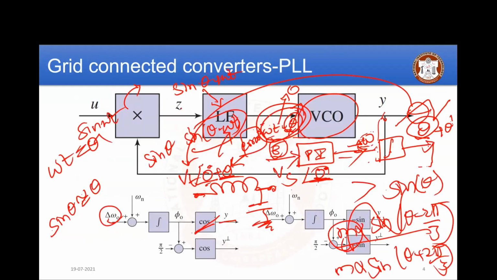I'm not going to teach that. I'll just teach you a very basic one. I'm just explaining how you are getting the theta now. This is how your phase lock loop works.